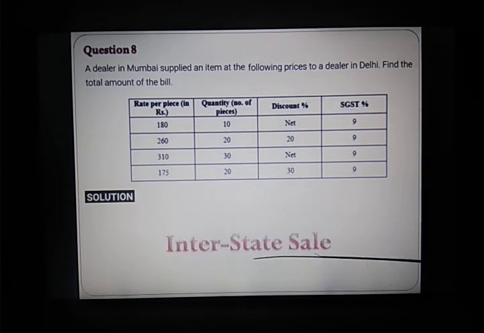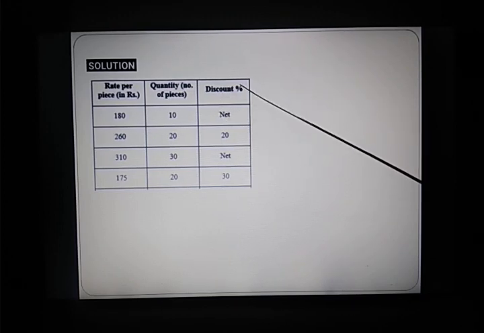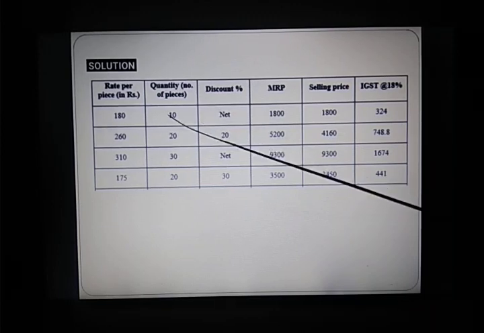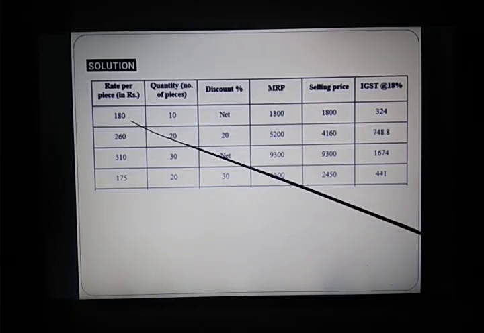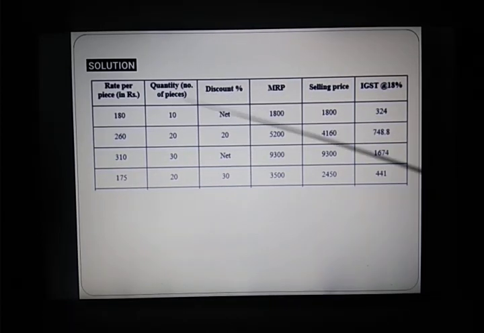So as I said, this is an interstate sale. Now the same thing I have again noted down. First I need to calculate MRP, right? After calculating MRP, I'll see what the selling price will be by removing the discount. So my MRP, as I said, the cost of one unit is given to be 180, but there are 10, so 10 into 180 will be this much. This is the MRP of this first kind of product, and since there is no discount, my selling price will be the same as MRP.